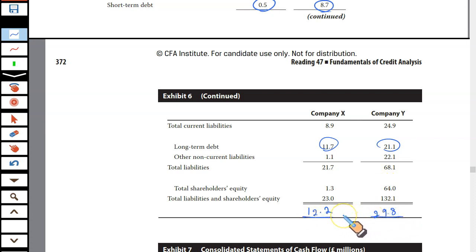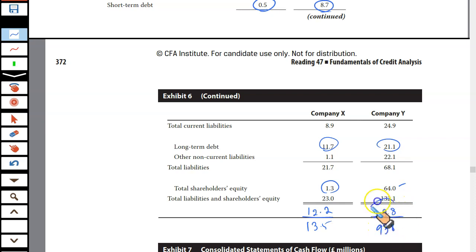Debt must be divided by total capital. And what is total capital? Debt plus equity. That is 12.2 plus 1.3, which gives you 13.5. And in this case, 29.8 debt plus 64 equity in total gives you the capital. That will be 93.8.